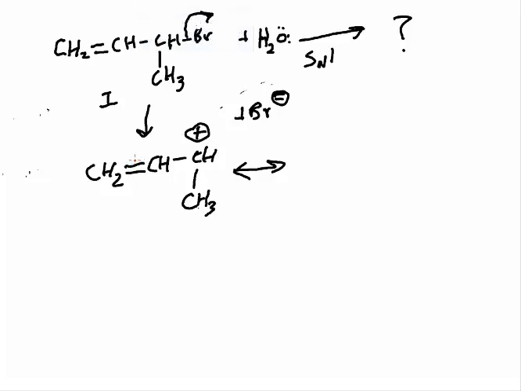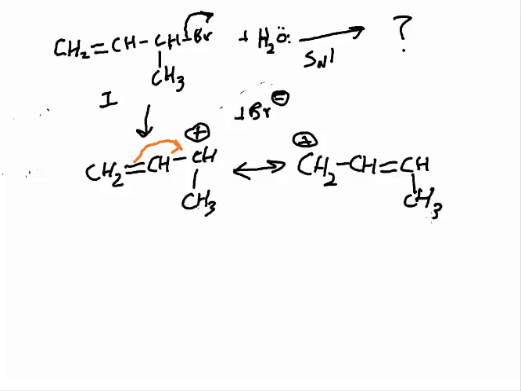That means shifting the bond from the double bond one position. All right, now let's draw the result of that. All right, we would get this second drawing here. This is the second resonance structure.